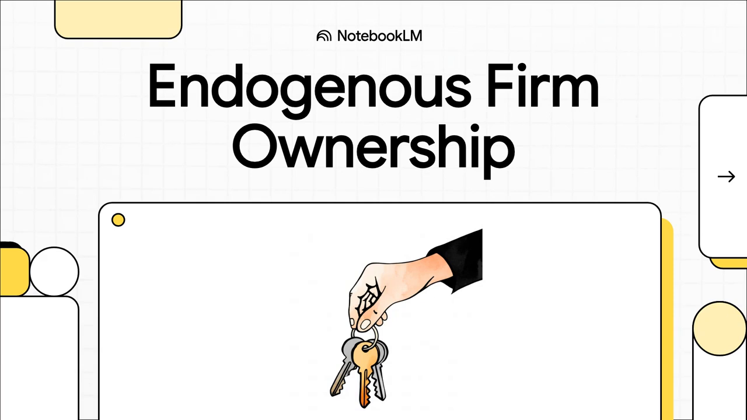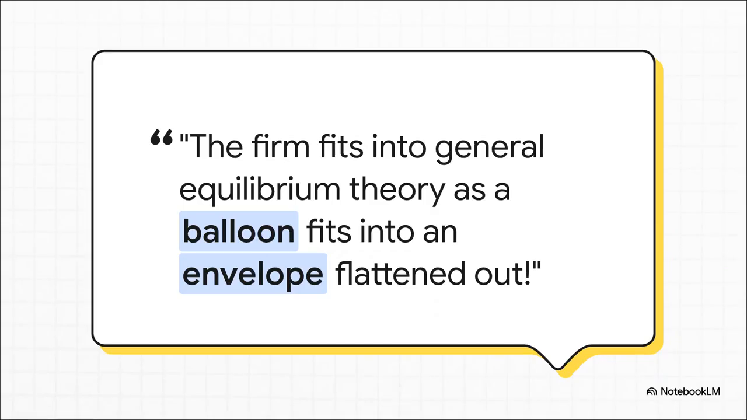All right, let's dive into a really fascinating paper from Joshua Gans that tackles a problem economists have been wrestling with for decades: how to properly fit the firm into general equilibrium theory. And this quote from Jacques Drèze just perfectly sums up the issue, doesn't it? For our big, elegant models to work, we've often had to take this complex, messy thing we call the firm and basically flatten it until it's unrecognizable. We burst the balloon to make it fit in the envelope.